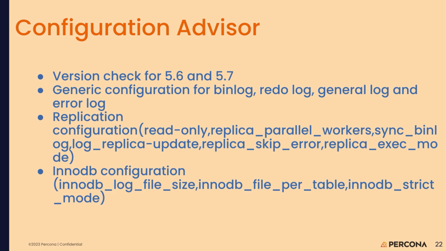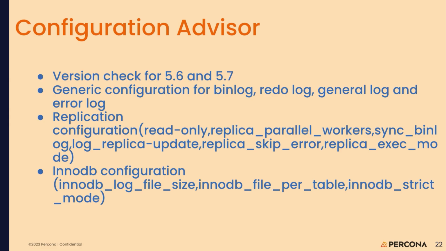The advisor is configured as four categories. The first one is the configuration advisor. Some of them I listed here. First one is version check. Suppose you are on version 5.6 or 5.7, it will recommend upgrading the version. Then generic configuration for the binlog. Binlog should be enabled for point-in-time recovery, and redo log auto purge should be enabled. Otherwise, the redo log will keep increasing and it will increase the disk usage.